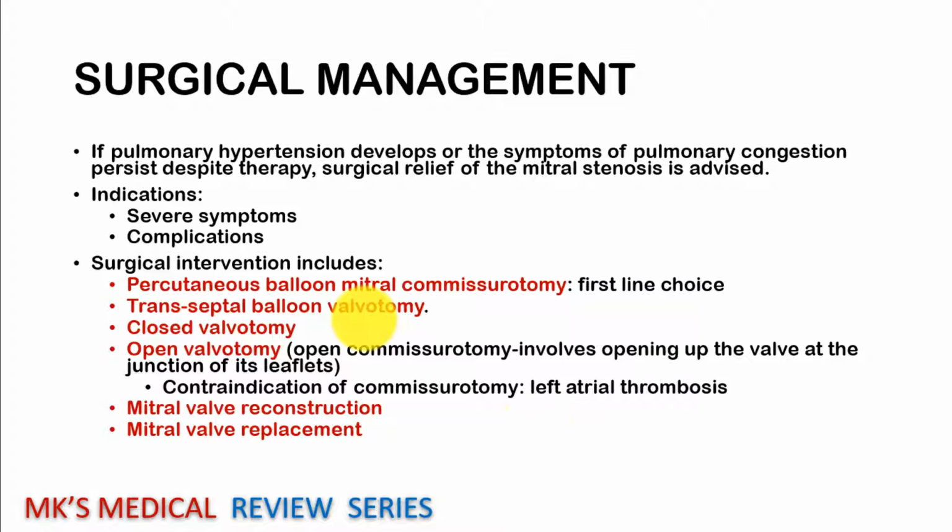Surgical intervention. If you have pulmonary hypertension that develops, or symptoms of pulmonary congestion that persist despite medical treatment, then this person has to be relieved surgically. Other indications include severe symptoms or complications. Some surgical interventions include a percutaneous balloon mitral commissurotomy, which is obviously the first choice. You may also perform a transseptal balloon valvotomy.